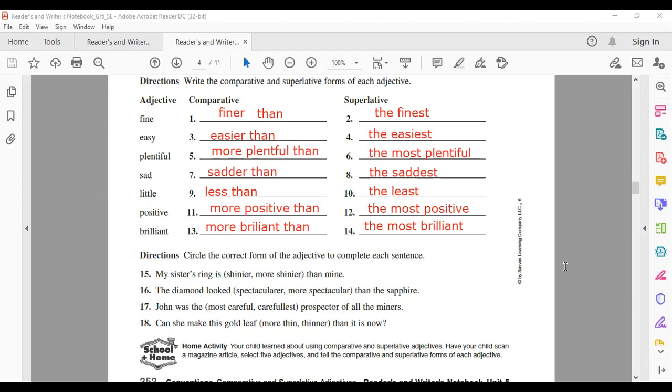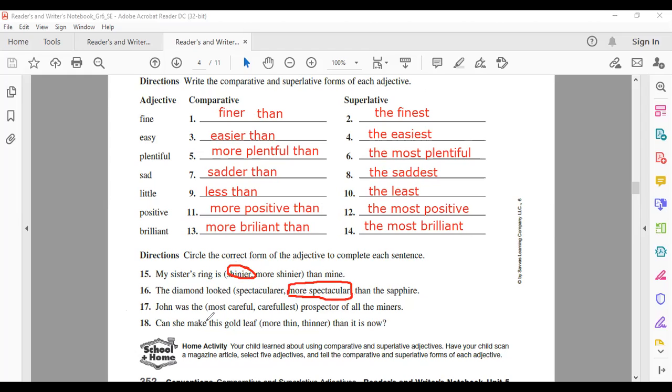Circle the correct form of the adjectives to complete each sentence. My sister's ring is shiner or more shiner than mine. What do you think? More shiner. Ah, the word shine is one syllable. Shinier than. The diamond looked spectacular or more spectacular. More spectacular. Why? Because it's a long adjective.